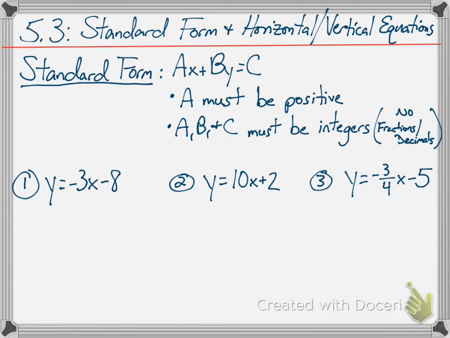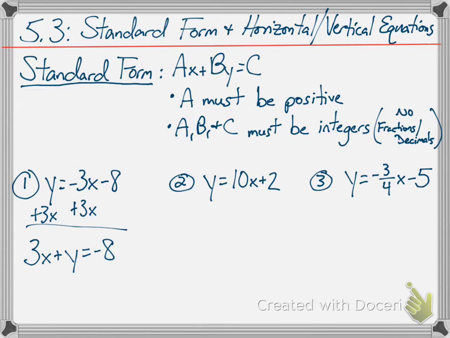So number 1, y equals -3x minus 8. If I want to turn it to standard form, all I got to do is get the x on the same side as the y. So all I have to do for that is I'm going to add 3x, because it's negative, to get it to the other side. I'd have 3x plus y equals -8.